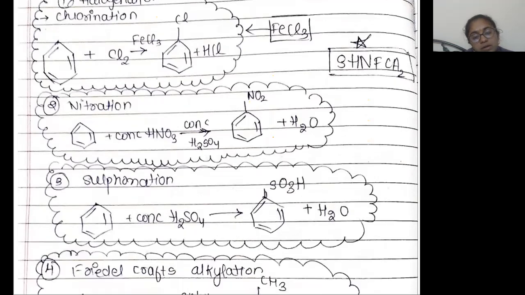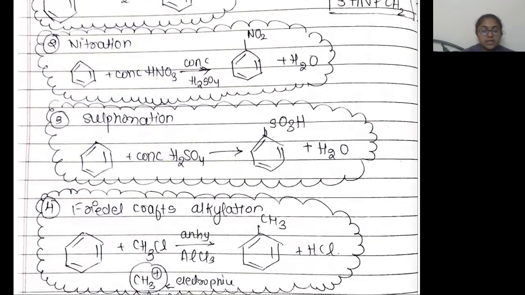Second is nitration. Name only we can understand, HNO3, nitric acid. So benzene plus concentrated HNO3 in the presence of concentrated H2SO4, that is the dehydrating agent, it will give us benzene attached to the nitro group, plus H2O. Now coming to sulfonation, again H2SO4, benzene ring plus concentrated H2SO4 will give us benzene ring with the sulfonic acid group, plus H2O.